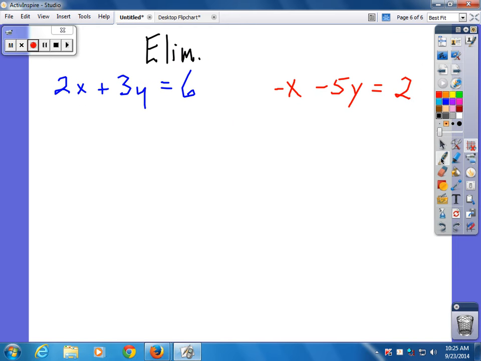Now, let me give you some things to remember about elimination. The first thing you need to remember is look for equal coefficients. Second, look for opposite signs.